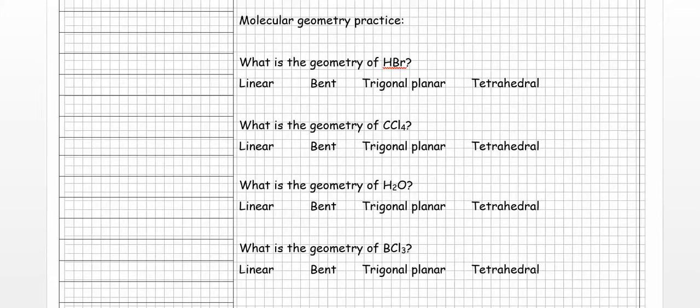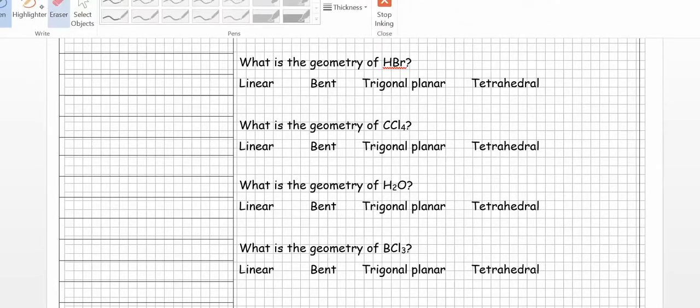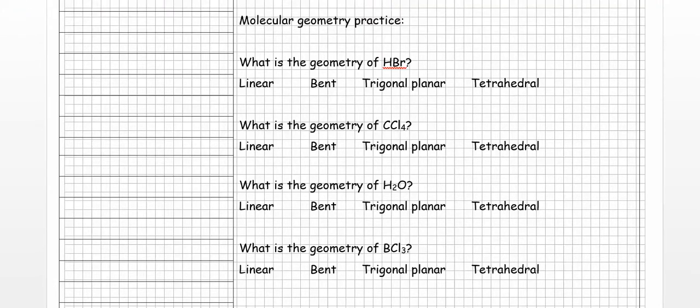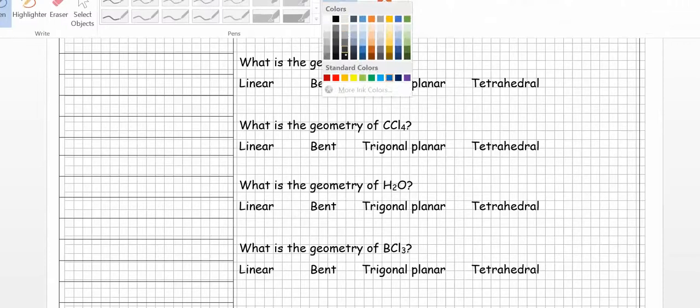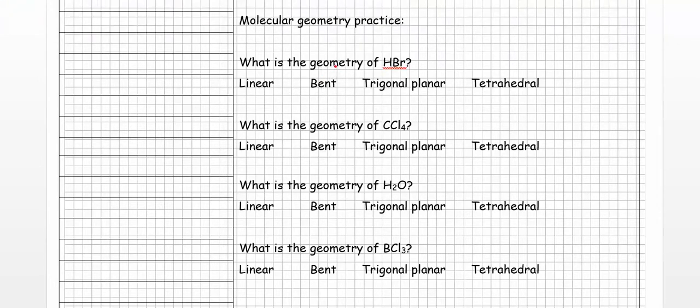But for right now, I think it's a good place for us to practice what we've learned and just solidify our understanding of molecular geometry to this point. So here we go. What is the geometry of HBr? Is it linear, bent, trigonal planar, or tetrahedral? Well, for HBr, there's only 2 atoms. It's hydrogen and bromine. And what did I tell you about what happens when you have 2 and only 2 atoms? You connect them with a straight line. This one's going to be linear, right? It's going to be linear.